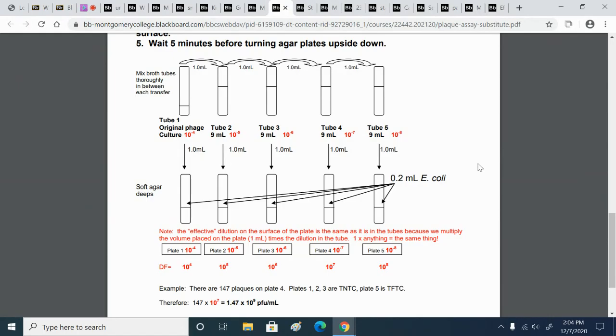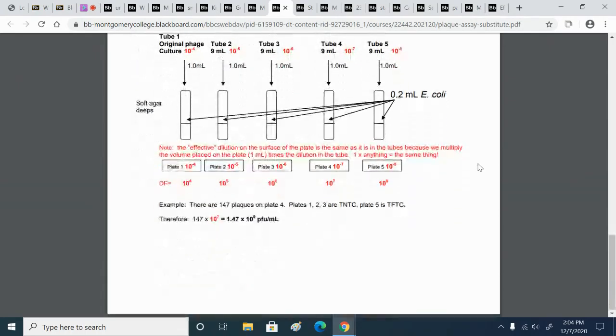So it's 10 to the 4, 5, 6, 7, 8. In this example, we counted 147 plaques on plate 4. So that's 147 times 10 to the 7. We have to put the number in proper scientific notation, 1.47 times 10 to the 9. Whenever we take a whole number and reduce it, we have to increase the exponent. And that gives us PFUs per milliliter.